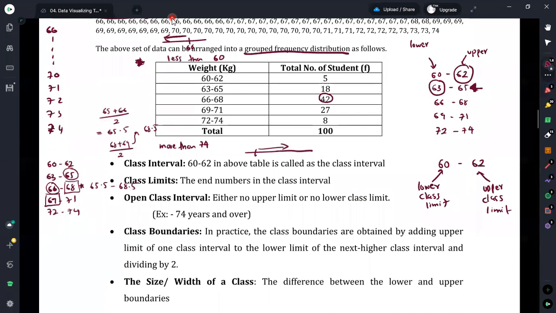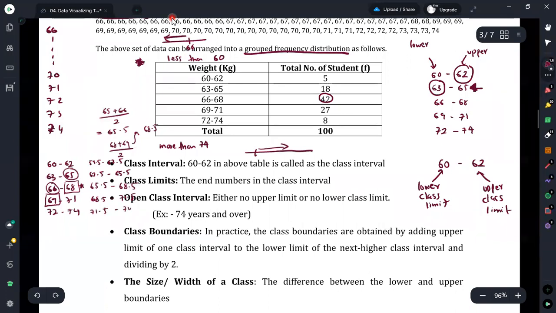Once you obtain the class boundaries, you will get 59.5 here, then 62.5, then 62.5 to 65.5, then 65.5 to 68.5, 68.5 to 71.5, 71.5 to 74.5. These are the class boundaries, and the others are the class intervals or the class limits. Here we can say these are the class limits, and these are the class boundaries.